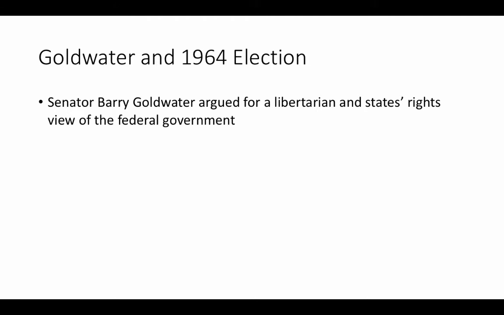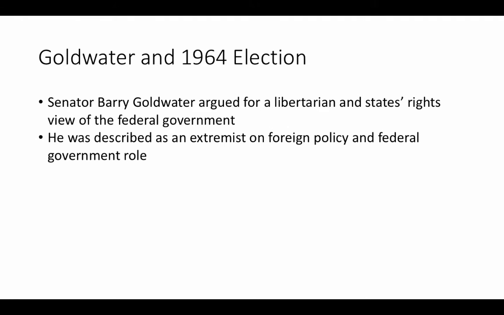Where this all came to a boil was in the 1964 election with Barry Goldwater. Senator Barry Goldwater argued that his position was a libertarian one, which stressed states' rights over the federal government. He was oftentimes described as an extremist, especially when it came to foreign policy. He seemed to imply at one point that if necessary, we might be able to use nuclear bombs within the Vietnam War context.